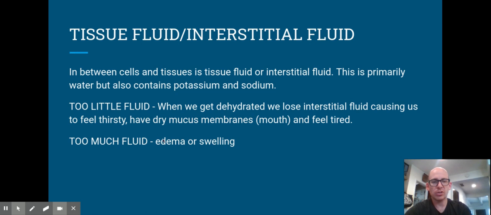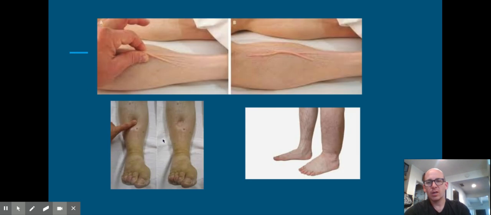So I have a couple of pictures of what that looks like. The first one is called skin turgor. This is somebody who is dehydrated. Basically, when you pinch the skin, it stands up rigid like that. You can see they pinched it and it stood up afterwards. That's a sign of somebody who is pretty dehydrated.